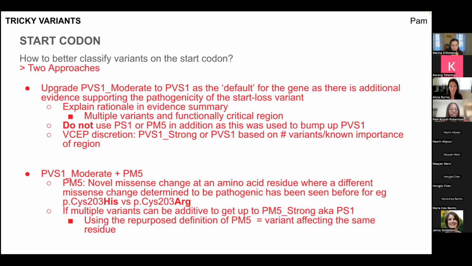So those are the 2 quick ways of classifying a start loss variant, and it's really dependent on the VSEP, the gene, the region, and all those factors in choosing which one.